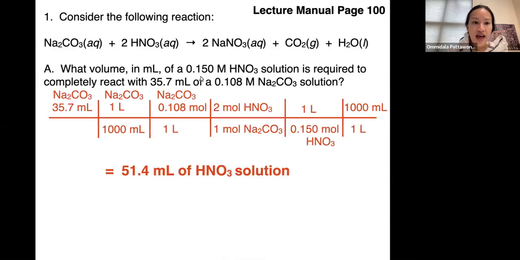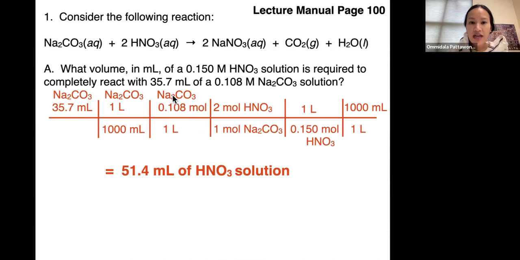So I'm going to start with that. I'm going to start with milliliters of sodium carbonate. Convert that to liters because this molarity is in liters. This molarity concentration is mole over liter, so I'm just going to put mole over liter there. If you stop here, you get moles of sodium carbonate. But I don't want to know moles of sodium carbonate. I want to know the volume of nitric acid.